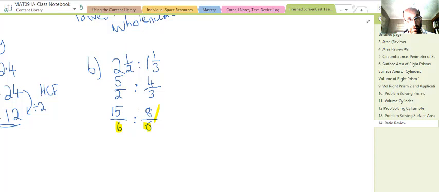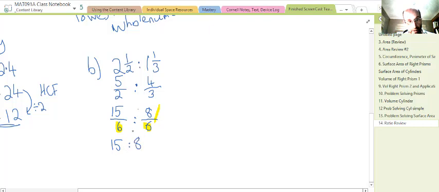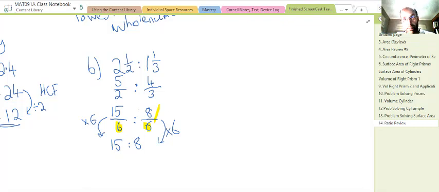If we multiply both sides of the ratio by the same number, 6, we have 15 is to 8. So I multiply both sides by 6. If you do something to one side, you must do the same thing to the other side, the same operation. 15 is to 8. Now we need to check, is that the simplest ratio? Well, there are no more common factors apart from 1 between the two of those, so that is the simplest ratio.